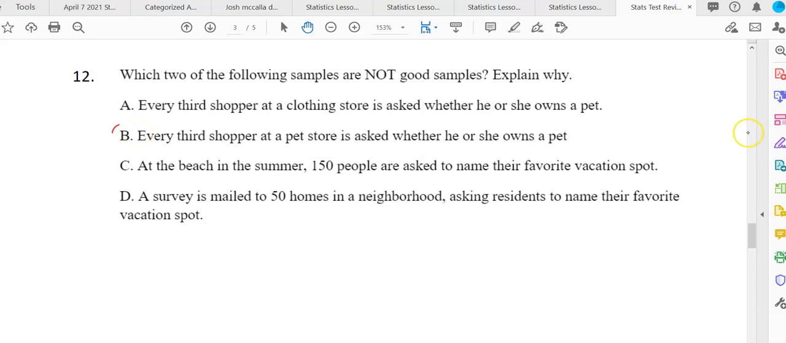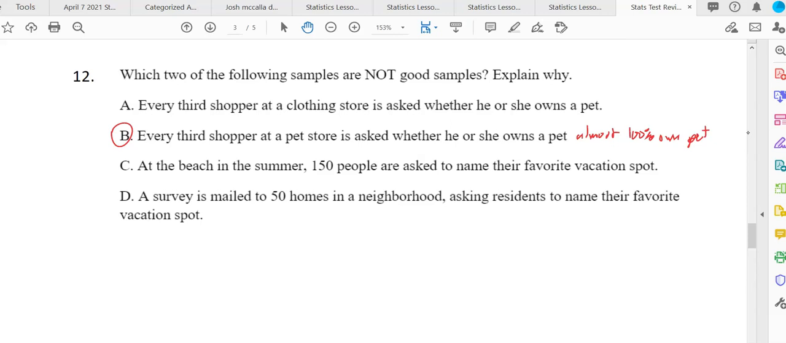This one is problematic. So I would think everyone who shops at a pet store owns a pet, just about. I mean, I guess you're buying a gift, I guess, but it seems biased because if you go to a pet store, you own a pet, so almost 100% would own a pet. And we know not everybody owns a pet.